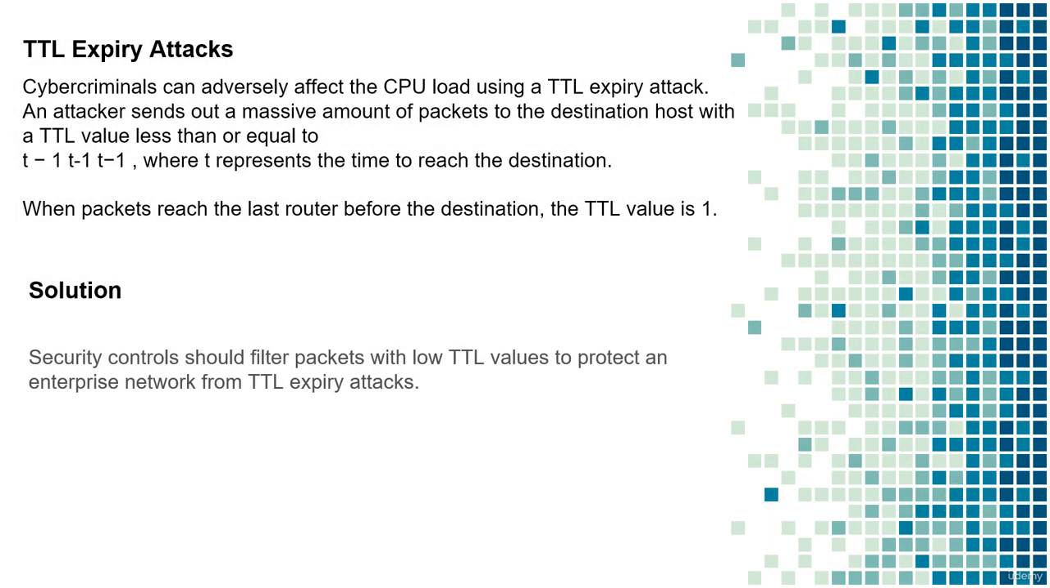Then we have another issue or attack called TTL expiry attacks. Cyber criminals can adversely affect the CPU load using a TTL expiry attack. This is just like a denial of service kind of attack. An attacker sends out a massive amount of packets to the destination host with a TTL value less than or equal to t minus 1, where t represents the time to reach the destination. So when a packet reaches the last router before the destination, the TTL value is set to 1.